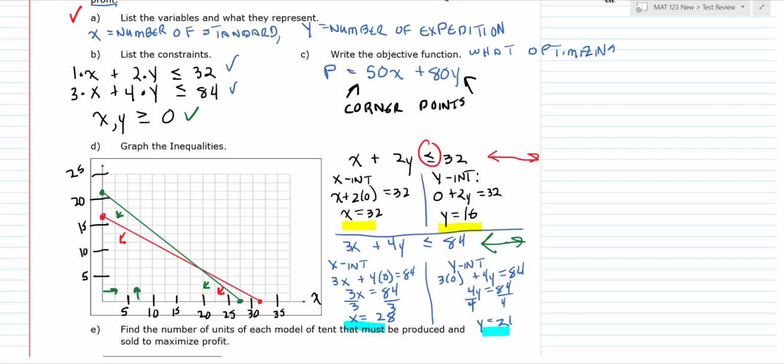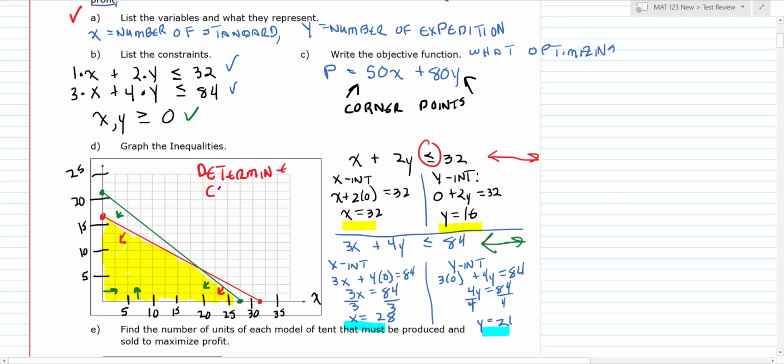So where you are is you're below both of those lines, and you're above and to the right of the y-axis. Above x, to the right of y. So this is what you call your feasible region then, like that. And then we got to think about what the corner points are, okay?